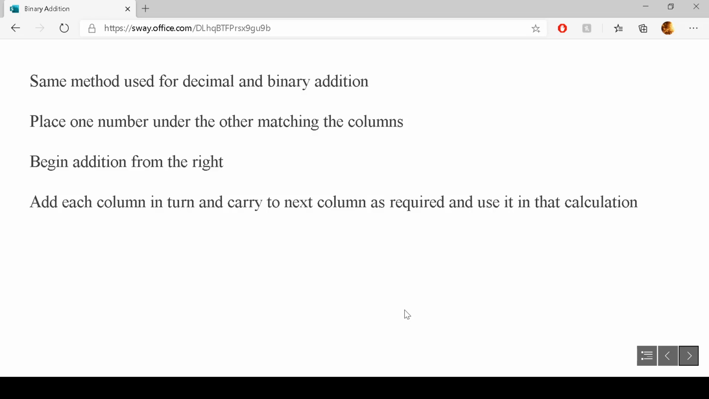We place one number under the other and we match the columns. And we begin addition from the right hand side. We do each column individually. We add the two numbers together, put the result underneath. If there is a carry, we carry that forward to the next column and use it in the next calculation.